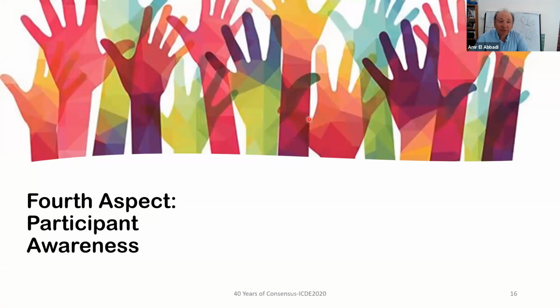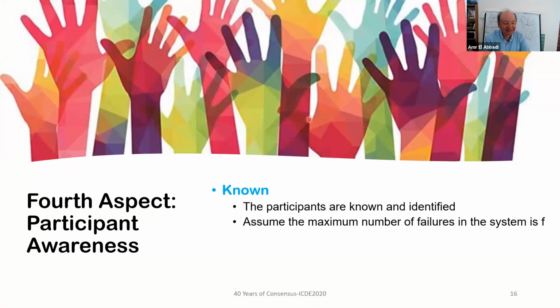A fourth aspect, which is very interesting and we were not, as a community, aware of until very recently, is participant awareness, or the type of participation that is happening. Most of the work that was done up till the mid-2000s, 2005, 2008, you know the number of participants in the system, you know who they are, you know a maximum number of failures in the system, F. And this seemed reasonable. So all the protocols we'll be developing for the first 2 hours of the presentation are going to make that assumption.